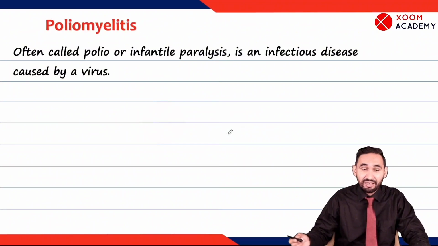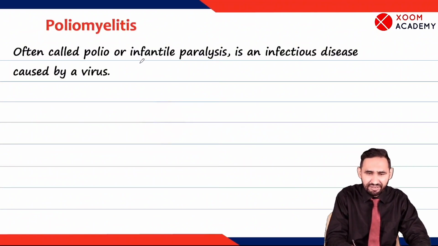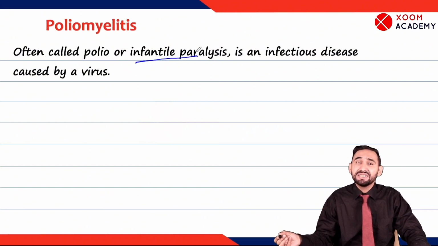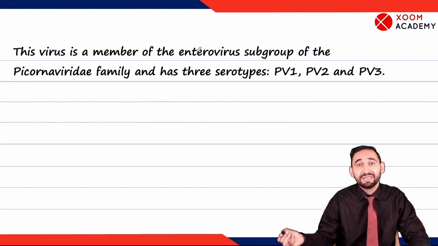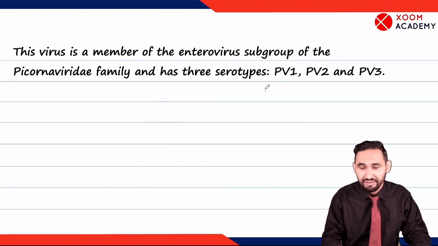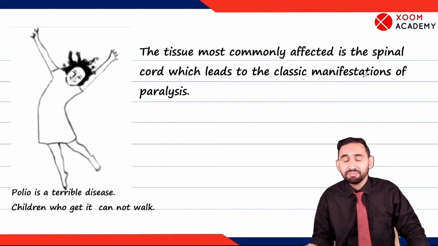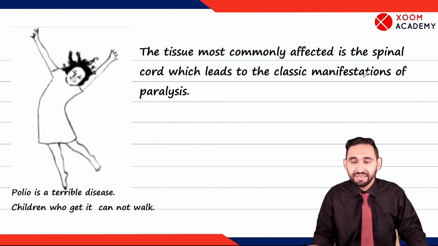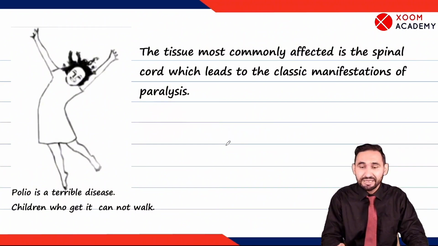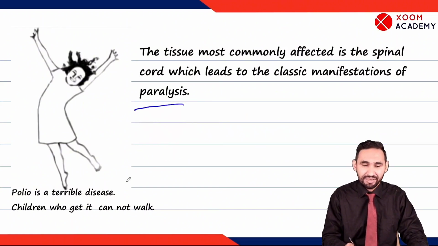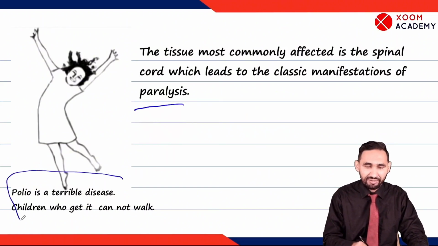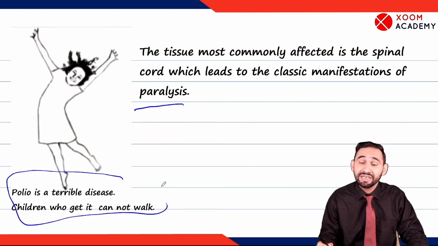So let's start. Polio, or infantile paralysis, is an infectious disease that is caused by a virus. It's a virus of the enterovirus subgroup of the Picornaviridae family. It has three subtypes: poliovirus 1, poliovirus 2, and poliovirus 3. The tissue most commonly affected is the spinal cord, which can cause paralysis. You can see that the child is unable to walk due to polio, because it causes muscular weakness and paralysis.